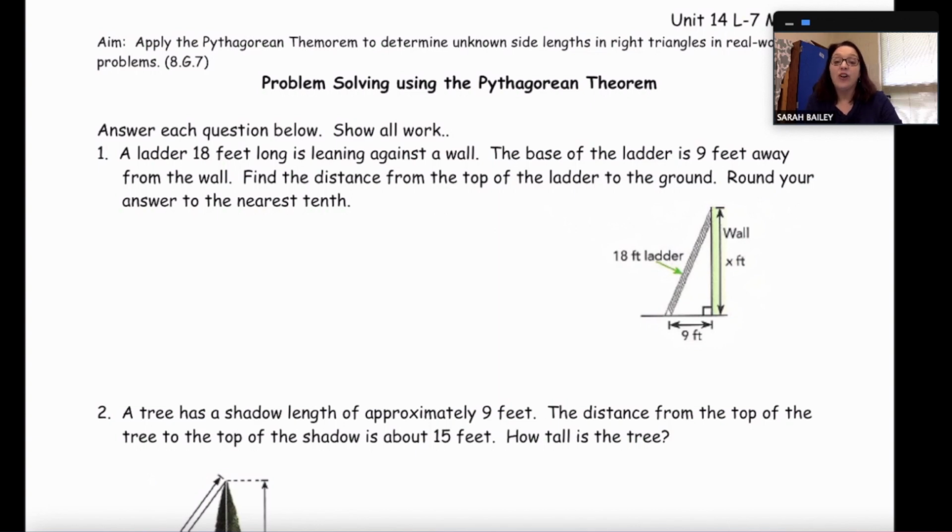It says a ladder 18 feet long is leaning against a wall. The base of the ladder is 9 feet away from the wall. Find the distance from the top of the ladder to the ground. Round your answer to the nearest tenth.